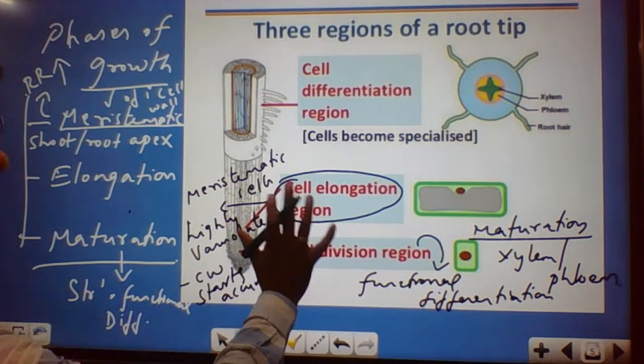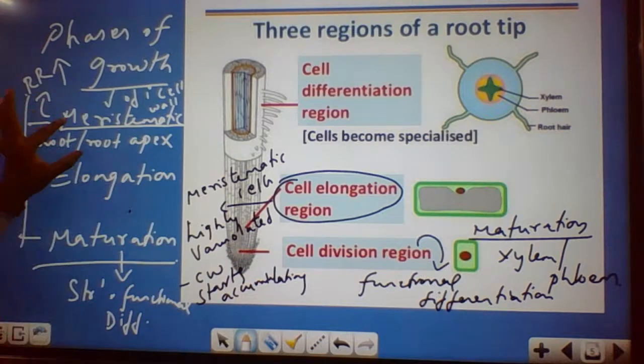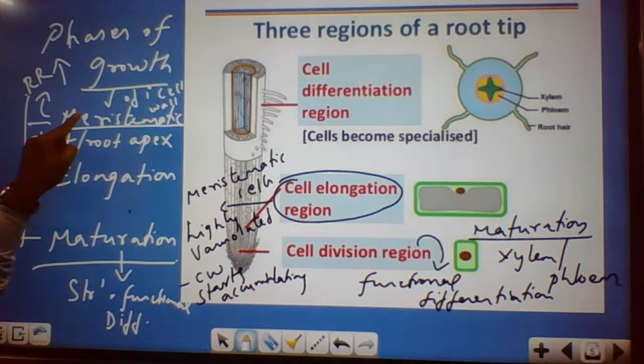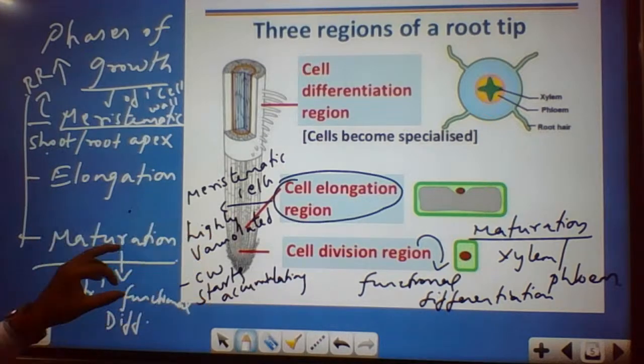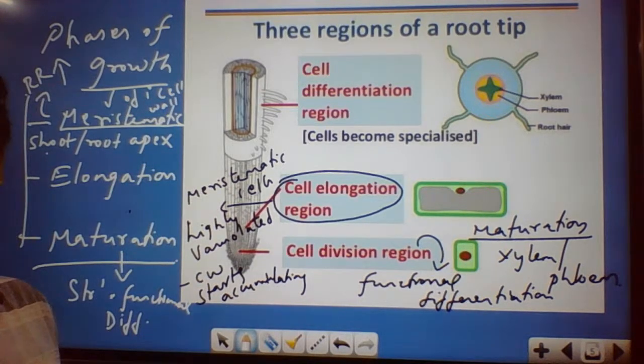As of now, this slide represents the three phases of growth: the first is the meristematic phase, the second is the elongation phase, and the third is the maturation phase. Here RR represents respiratory rate. In the meristematic phase the respiratory rate is more, with the presence of the primary cell wall, in the shoot and root apex region. Where you see vacuolated cells, that is the cell elongation region. From this you may get a question asking which of the following is a correct or incorrect statement, and you must be in a position to answer.